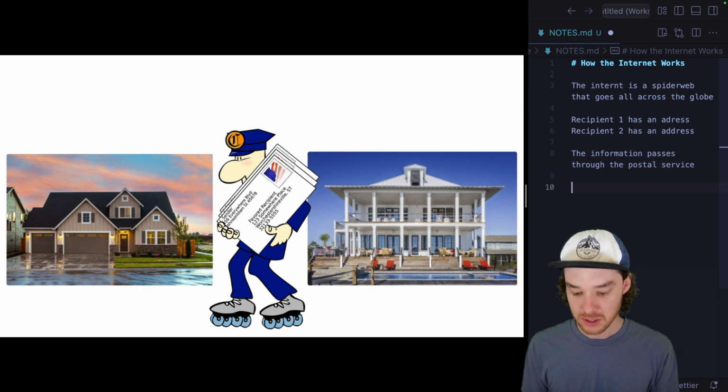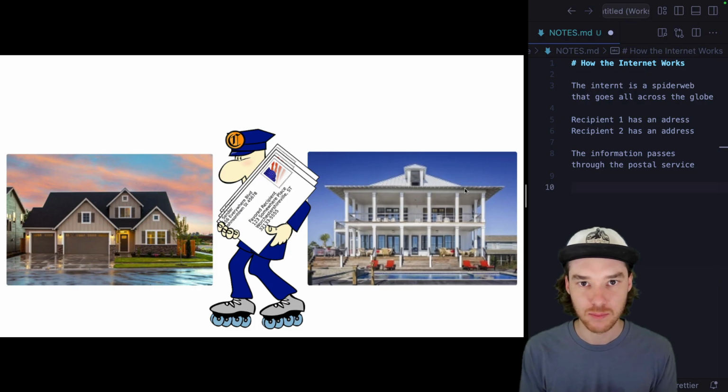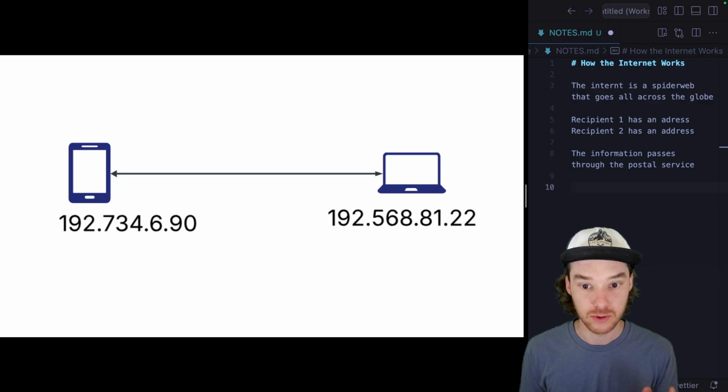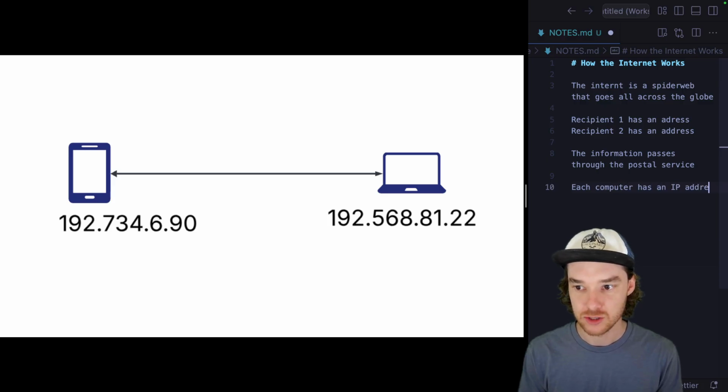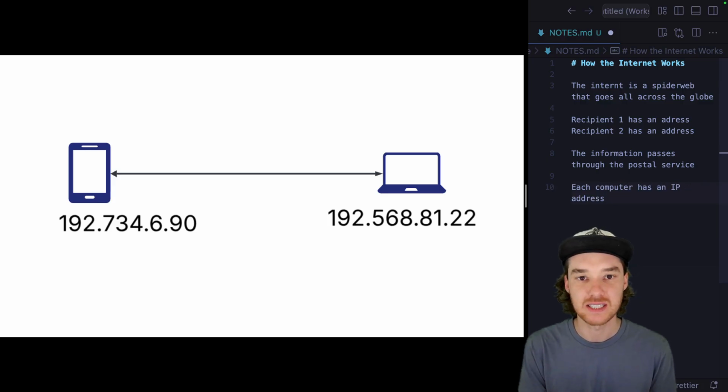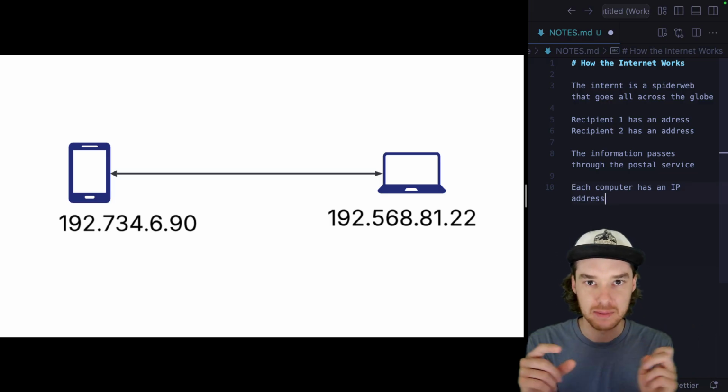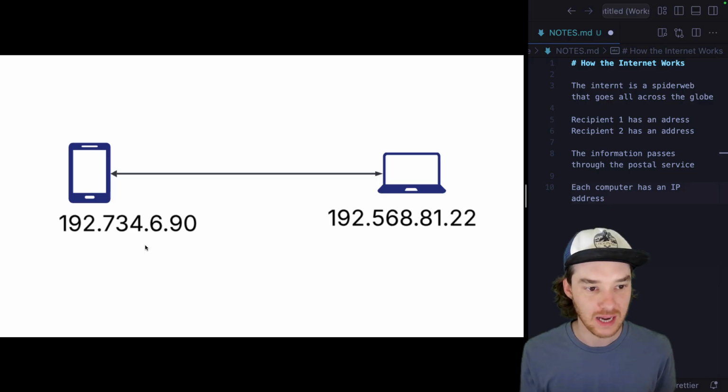It's pretty much the same exact system with the internet, just a little bit more complicated because we have to deal with computers and there's a lot more computers that are connected. So when we have a computer, each computer has an IP address. And this is exactly like the address that you have at your house. The only difference is instead of having the street name and the postal code and the country, these IP addresses are basically just numbers. It's a section of four different numbers.